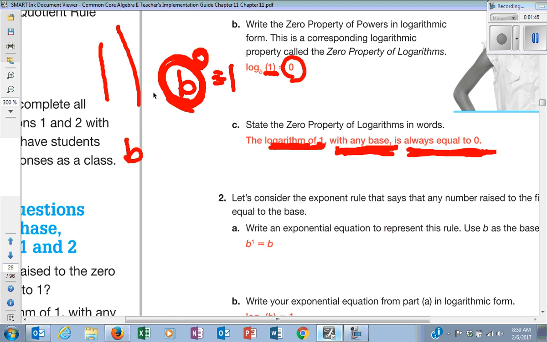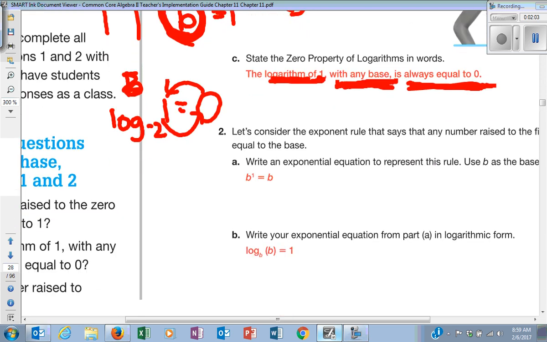So if I have log base negative 2 of 1, that would equal 0, because negative 2 to the 0 power equals 1 all day. Alright, so that's called the zero property.